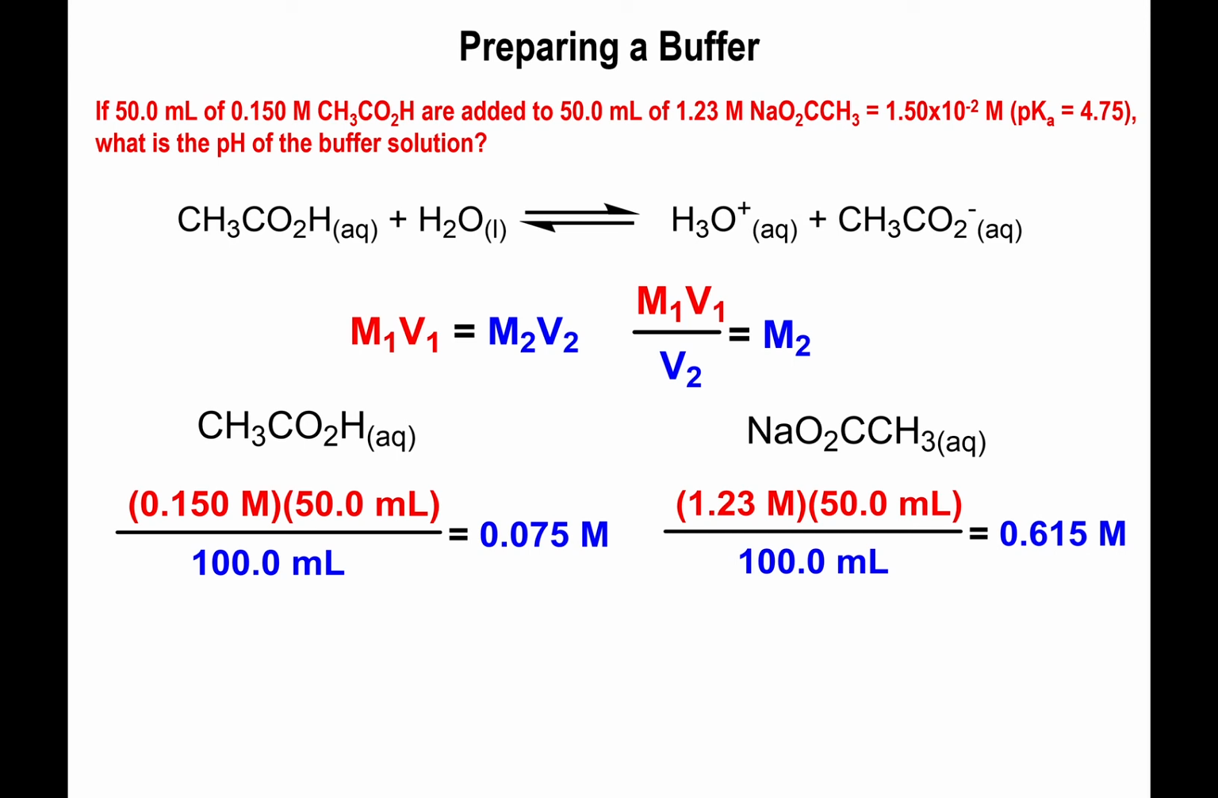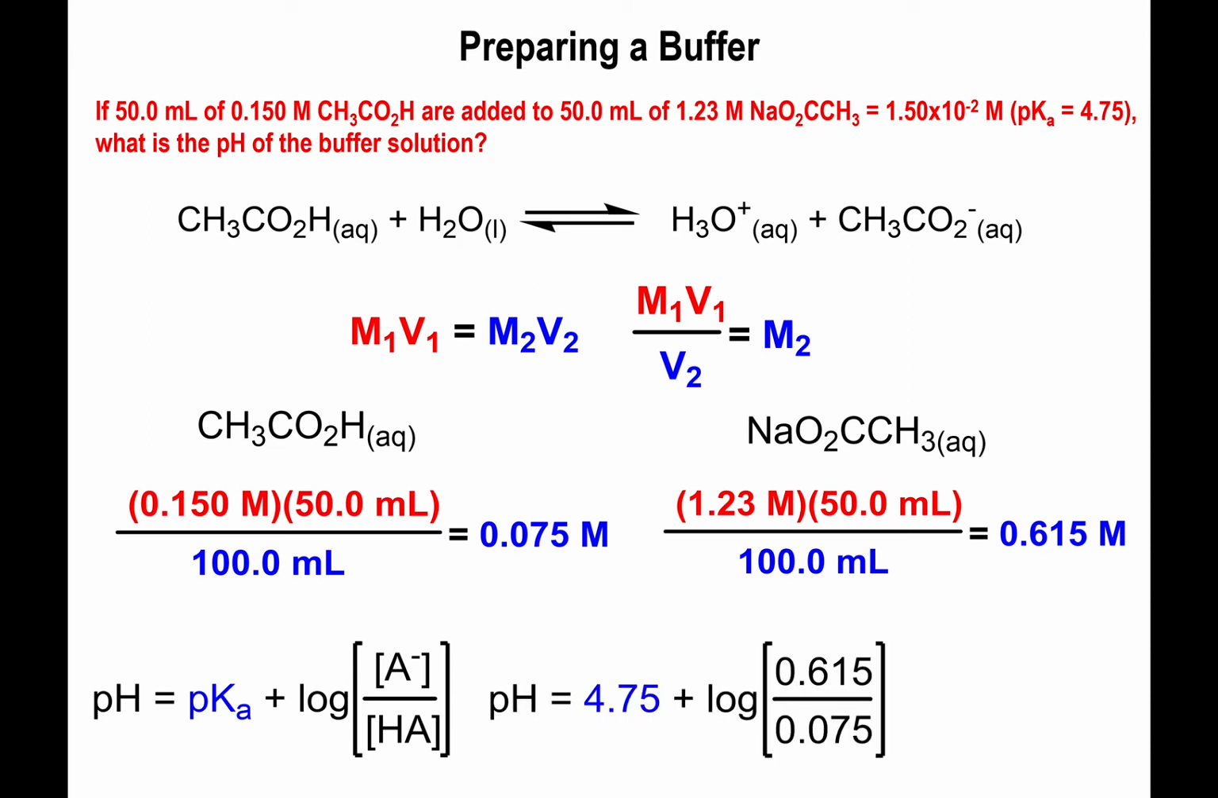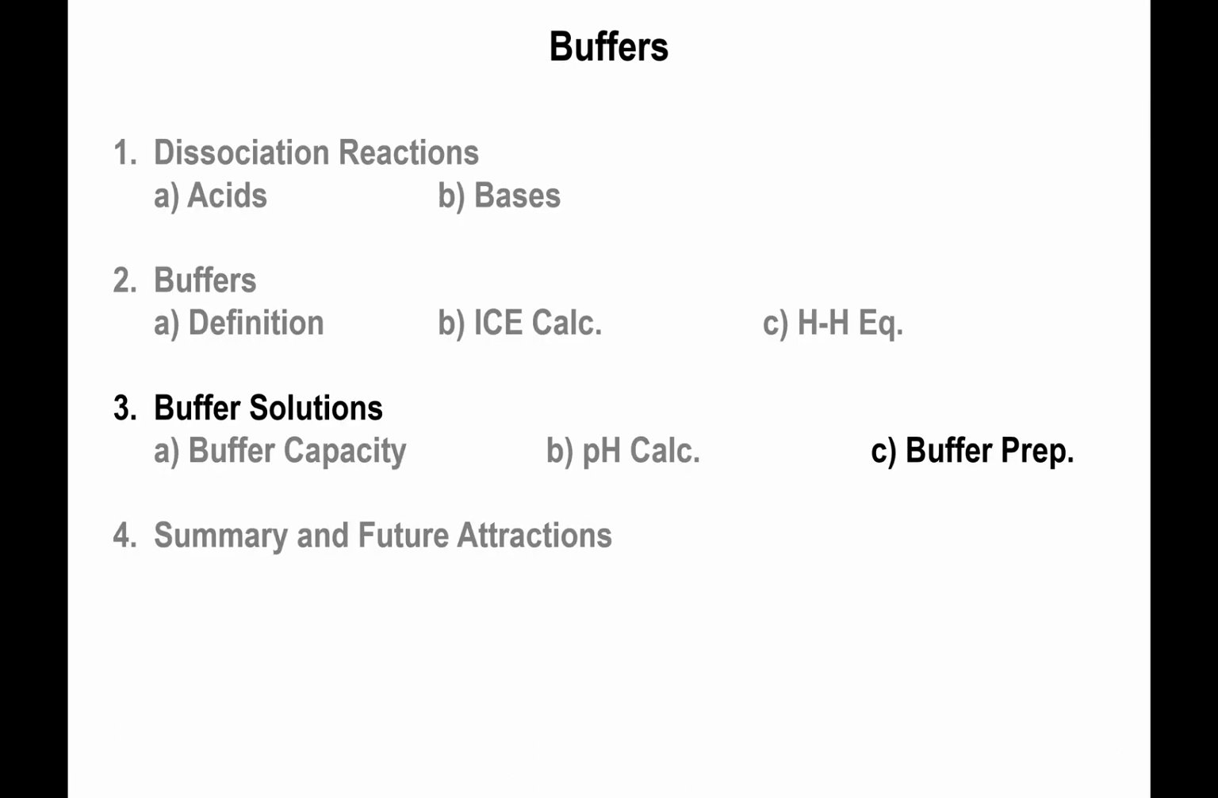Once you have accounted for the dilution that's taking place upon mixing these two solutions together, now you can apply the Henderson-Hasselbalch equation. And the pKa of acetic acid is 4.75. That's given here in the problem. So we're going to add to that the log of the base over the acid. And the base right now is the sodium acetate, so that will be the 0.615. The acid is the 0.075, acetic acid. So we have them in that particular order. We take the log of that and add it to 4.75 to find out that the pH is 5.66. Alright. The last thing that I'm going to mention is how to prepare buffers.